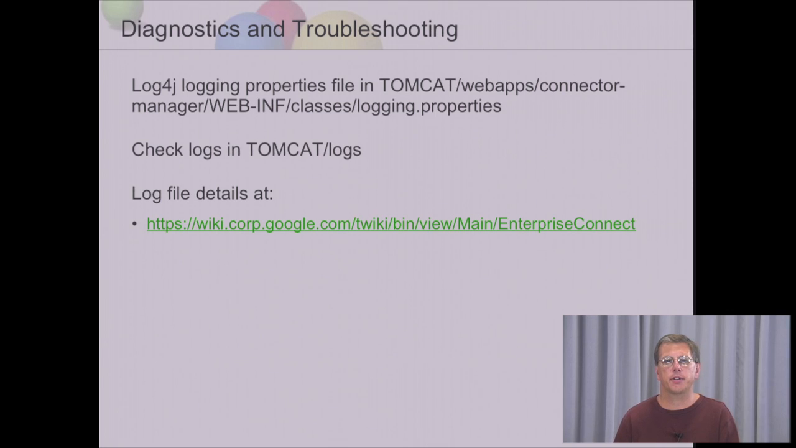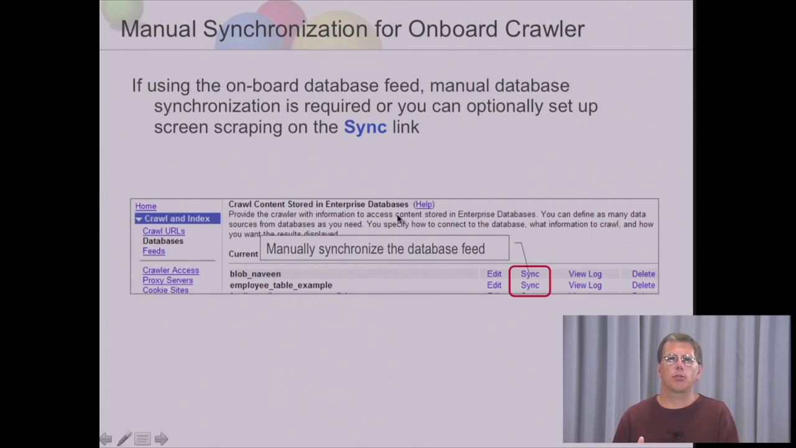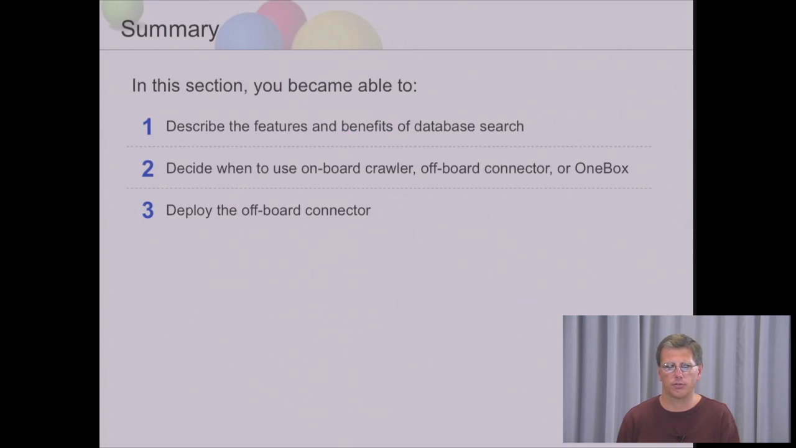Since the connector runs as a Tomcat app, you can go to your log4j logging properties file to find logs if you need to troubleshoot the connector. Remember, I mentioned that if you use the OnBoard database crawler under databases, when you've configured your database, it'll show up and you'll see a sync button. You'll have to manually synchronize each time you want to do a refetch of the content from the database. This is one of the downsides to the OnBoard crawler. You could write a screen scraping script that can simulate pressing this button, and this is code that hasn't changed in years, so screen scraping should work for you.